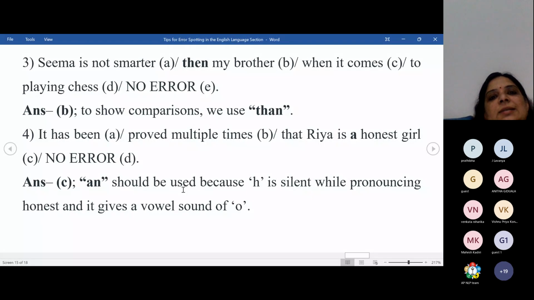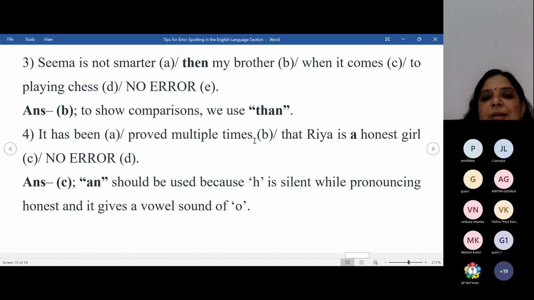Seema is not smarter than my brother when it comes to playing chess. Actually, the answer is given here. But you saw here it is "then". It should be "than". Okay, so A is the wrong part, because for comparison it is "than".